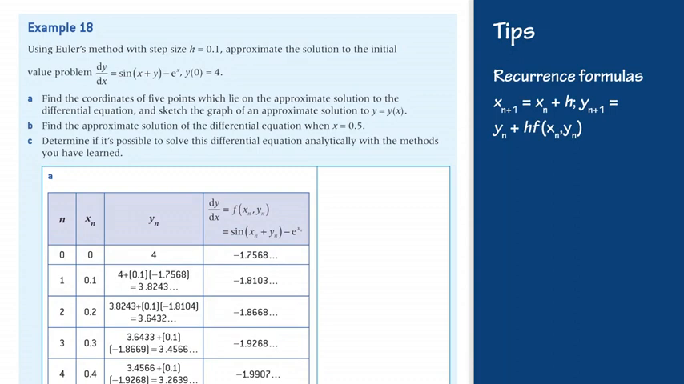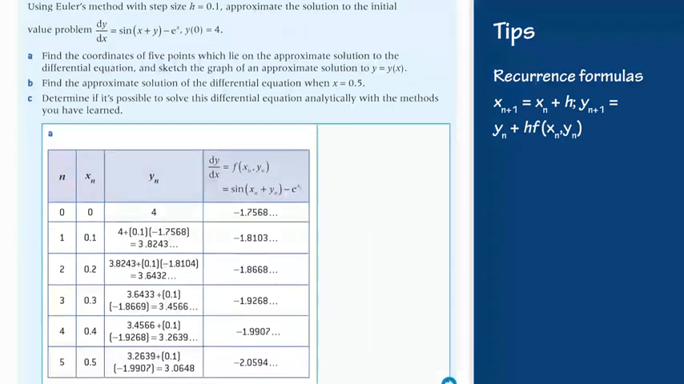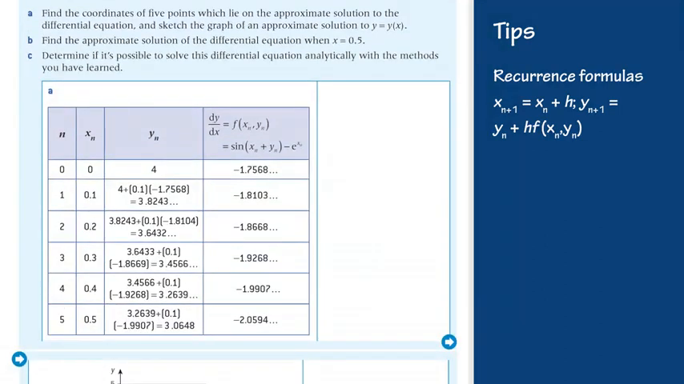x_{n+1} equals x_n plus h. y_{n+1} equals y_n plus h multiplied by f(x_n, y_n). Notice that the fourth column in the table is dy/dx evaluated at the point (x_n, y_n), which is needed to evaluate the y-coordinate using the recurrence formula.